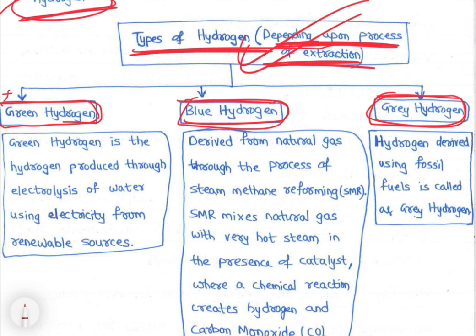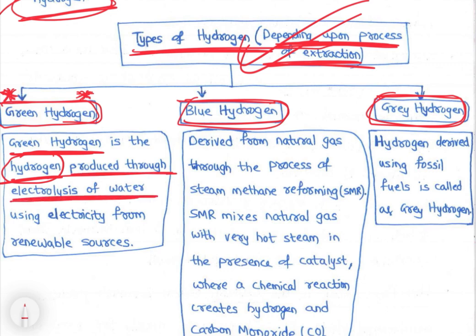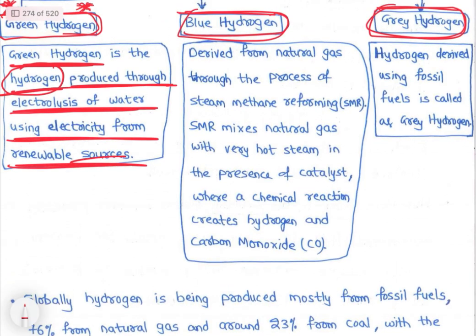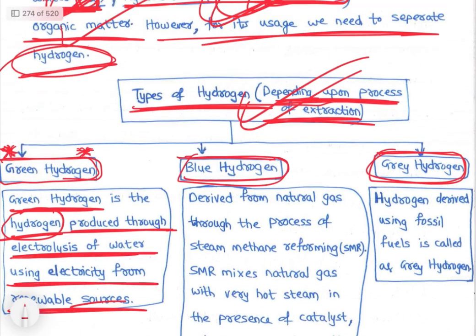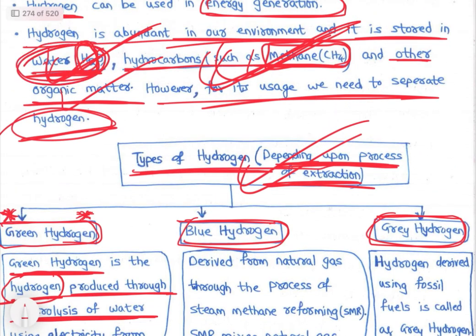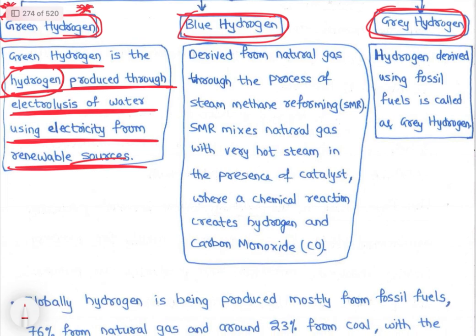So first is green hydrogen, the most important. अब ग्रीन हाइड्रोजन क्या है, right? ग्रीन हाइड्रोजन क्या है? बेसिकली हाइड्रोजन हमें चाहिए, right, as an energy. So green hydrogen is hydrogen produced through electrolysis of water using electricity from renewable sources. So let me explain you. See, hydrogen. So hydrogen हमें produce करना है. Hydrogen हम किससे कर रहे हैं? By using water, right? So by using water we will produce.